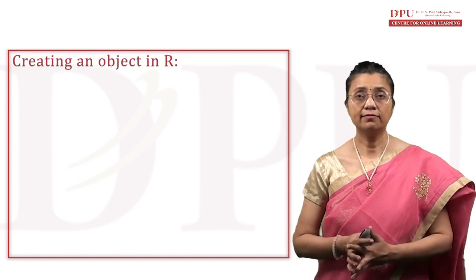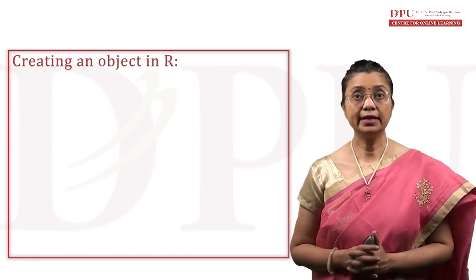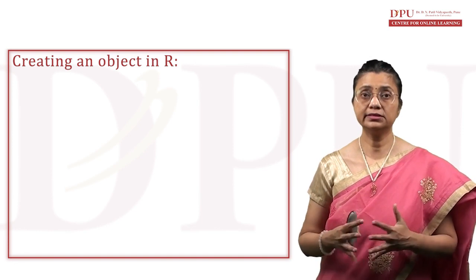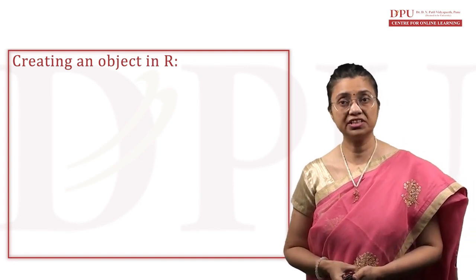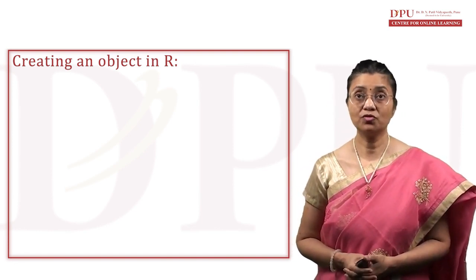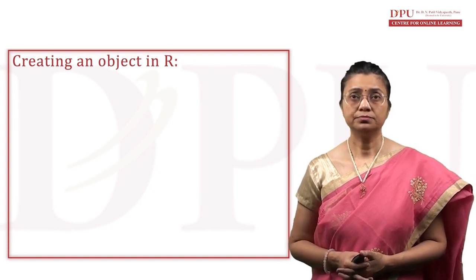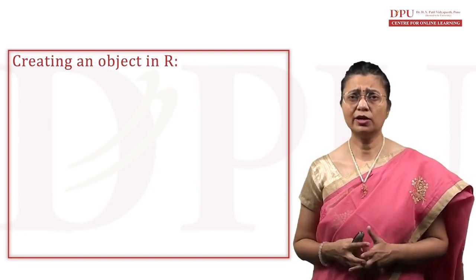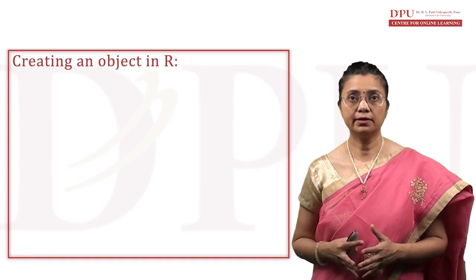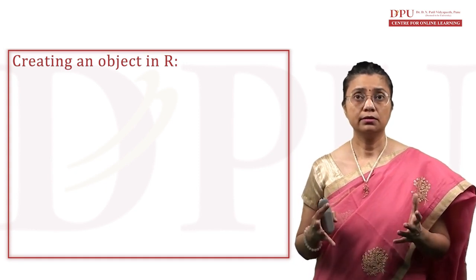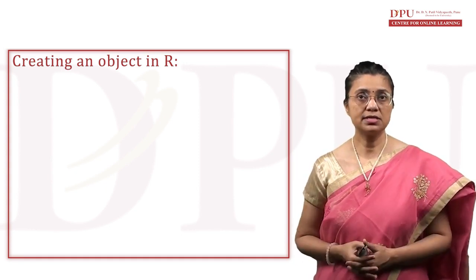Now, let's have a look at creating an object in R. Understand the concept of creating an object in R. What is the concept of an object? Now, we all are talking about the equal to operator, variable, and data types. Now understand what is an object.